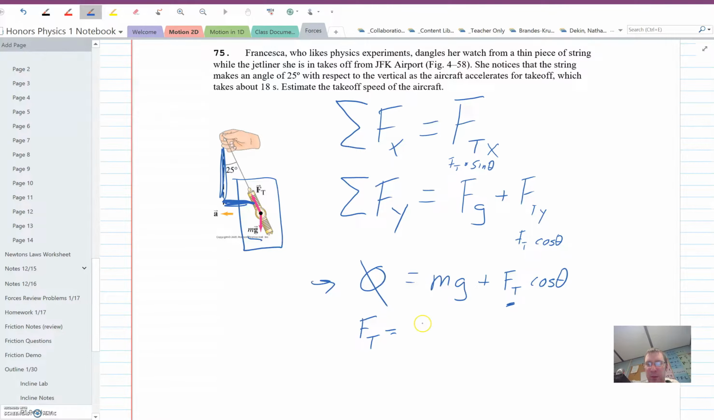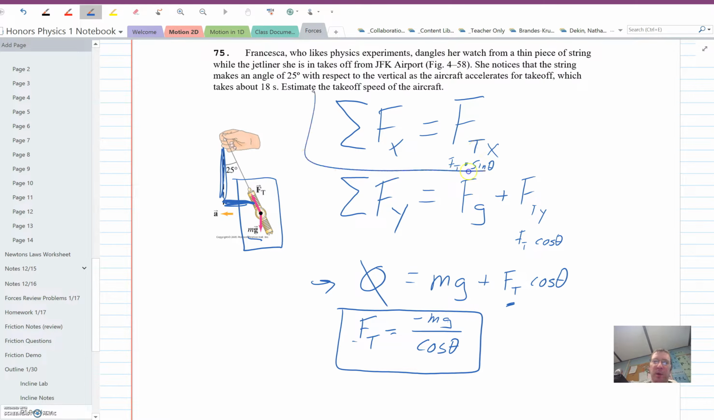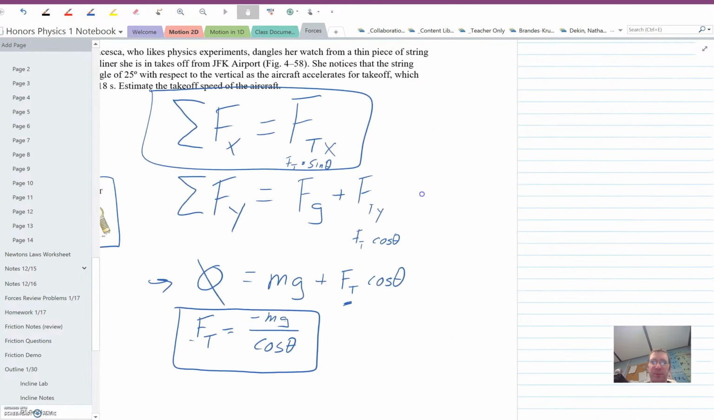And I guess that would look something like negative mg divided by cosine theta. Remember, I will plug a negative 9.8 in for g, so this will end up being a positive value. So now we know what tension is. No, we don't have mass. Okay, so we'll go back up here to this equation.